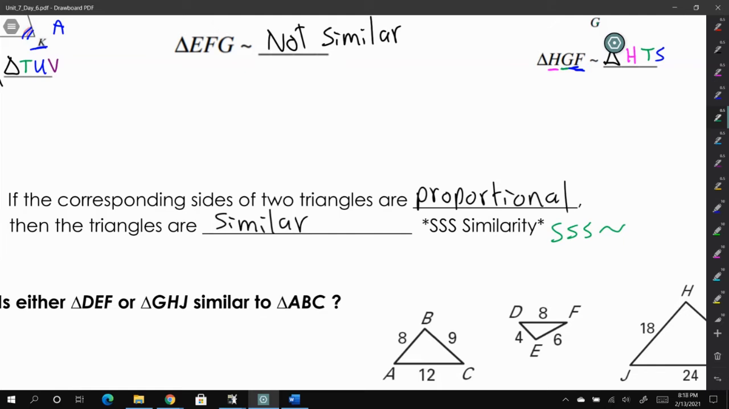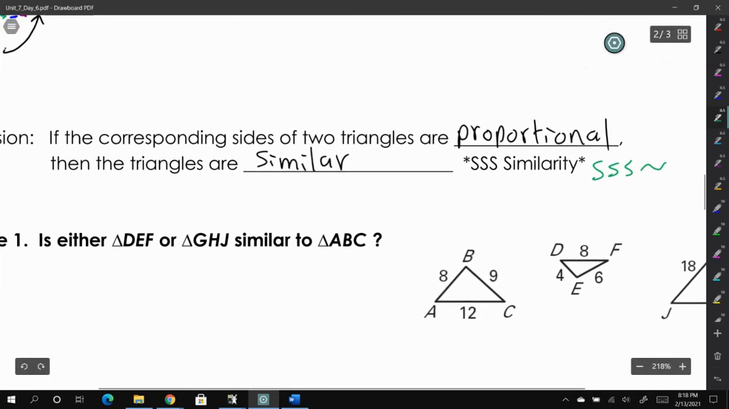And this one might seem pretty obvious, just like how side-side-side congruence I called the oh-duh theorem, and it should make sense that, hey, if I have 3 sides that are congruent to 3 sides of another triangle, of course the triangles are congruent. The same idea here, if I have 3 sides that are proportional to 3 sides in another triangle, then they should be similar. But we have to do a little bit of work to prove that.